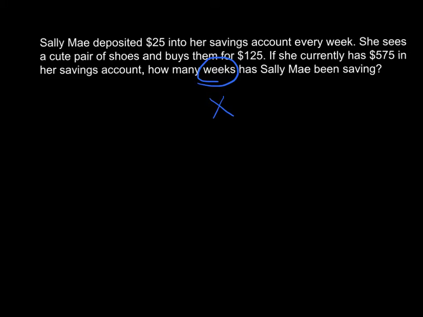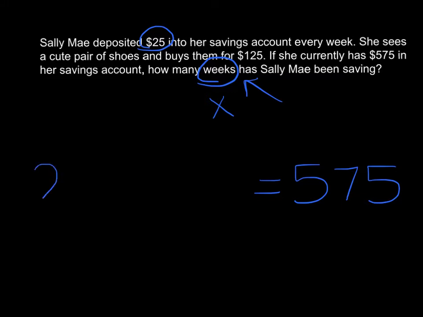We know that she deposited $25 into her account. We know that Sally has saved a total of $575. So that's what we're going to make our equation equal to. We also know that she saved $25 each week. Since we don't know how many weeks she's been saving, we are going to take 25 and multiply it by X. 25 is the amount per week, X is the number of weeks.